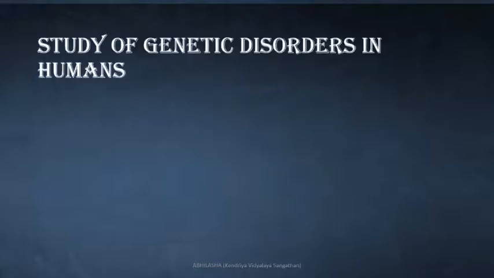The way we study inheritance in pea or Drosophila, that is by crossing selected organisms, is not possible in humans. In humans, inheritance of traits is studied by analyzing previous generations and how the trait has been passed on in those generations. This type of analysis is known as pedigree analysis.